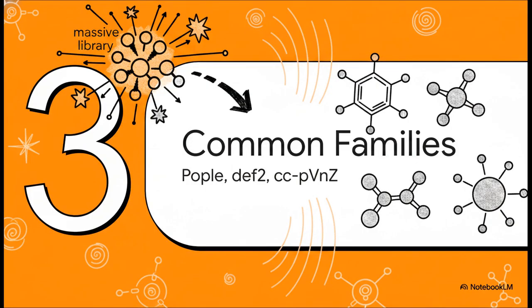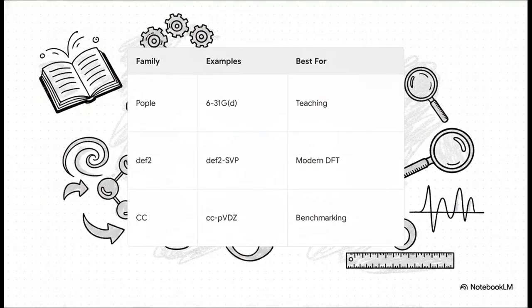All right, on to section 3, common basis set families. We're talking Pople, Def2, and correlation-consistent sets. Let's map out your main options here depending on what your goals are. First up, we have the Pople basis sets, like 6-31G(d). You will see these literally everywhere in textbooks. They're great for comparing with legacy data and for teaching, but they are a bit less systematic across the periodic table.